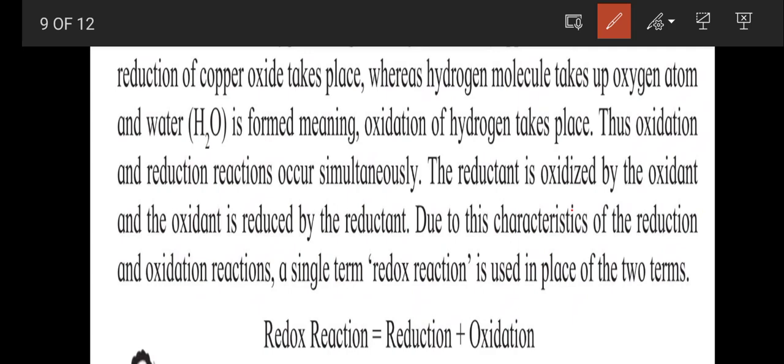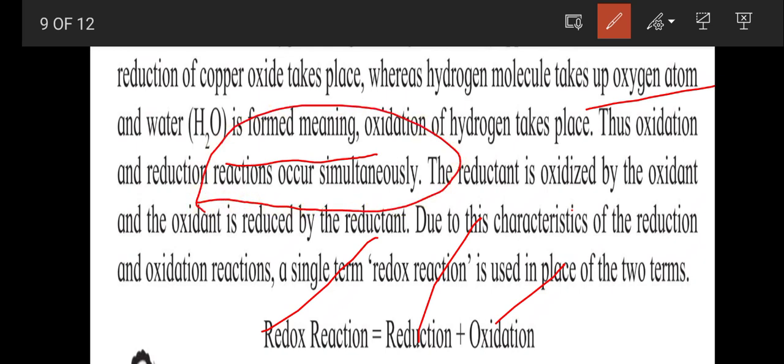After that, they are asking what is meant by the redox reaction. Listen students, in a redox reaction, reduction and oxidation occur simultaneously, so it is called the combined redox reaction. Reduction of the copper oxide takes place whereas the hydrogen molecule takes up the oxygen atom and H2O is formed, meaning the oxidation of hydrogen takes place. Oxidation and reduction thus take place simultaneously. The reactant is oxidized by the oxidant and the oxidant is reduced by the reactant.